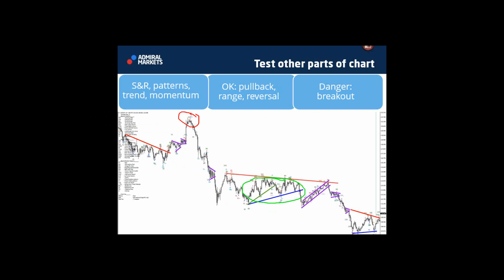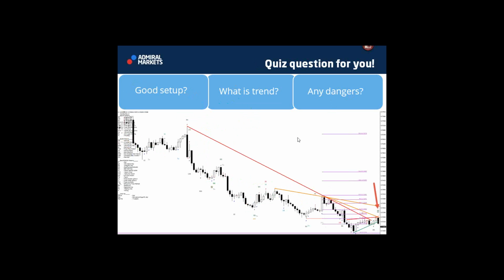So these candlestick patterns are great for pullbacks, like here, like the blue circle. They're great for reversals, and they're great for ranges. Ranges, pullbacks, reversals. Now with breakouts, I think you want to be careful, because if you see a candlestick pattern upon a breakout, I think that's always a bit more dangerous.